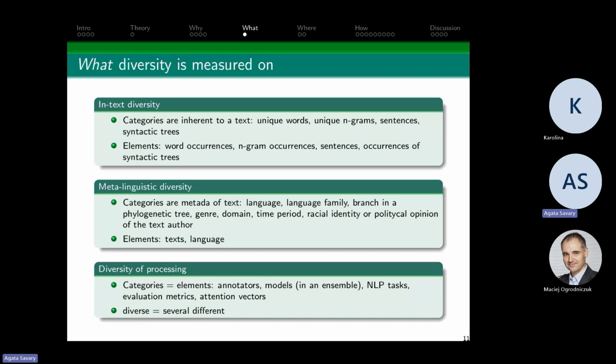inside models or during the process of creating language resources. So, for instance, if they say we are using diverse annotators, I mean, not using, but different diverse annotators participate in our annotation process, or we use diverse submodels in an ensemble model, or we look at diverse NLP tasks in a benchmark, or our evaluation metrics are diverse, or attention vectors inside the model are changed so that they have become diverse. So this is all diversity processing. And in this category, very often people easily use the notion of diversity, meaning a few already means diverse.